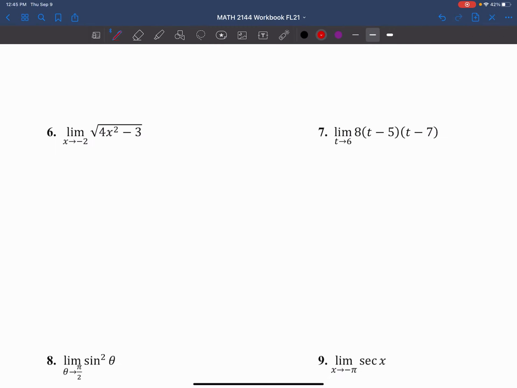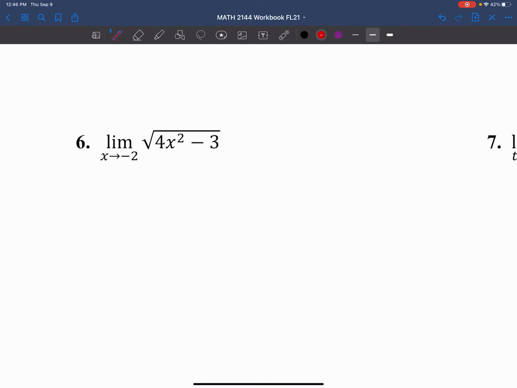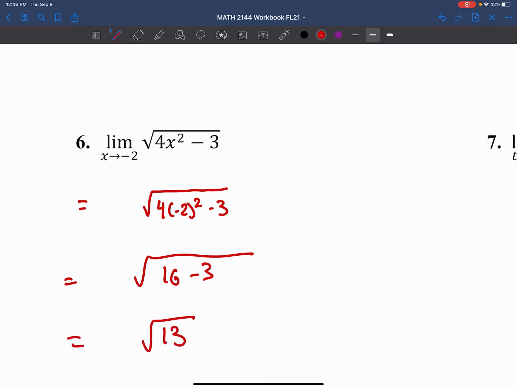The limit laws allow you to consider the limit of functions inside the square root. So don't be thrown off by the square root. Still, the first thing you should always try when evaluating limits is plug it in. So you get the square root of 4 times minus 2 squared minus 3, which is the square root of 16 minus 3, which is the square root of 13. The limit as x approaches minus 2 of the square root of 4x squared minus 3 is the square root of 13.